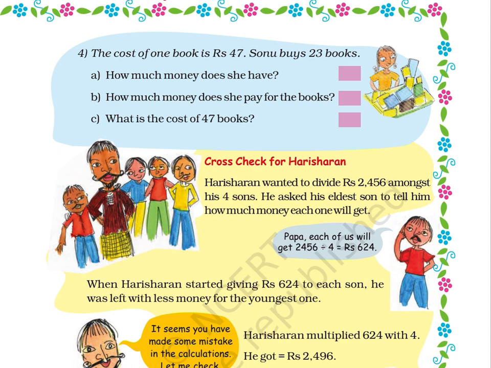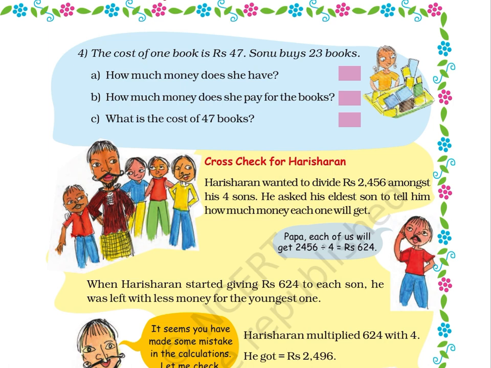Cross-check for Hari Sharan. Hari Sharan wanted to divide Rs 2,456 amongst his 4 sons. He asked his eldest son to tell him how much money each one will get. On the left side we see a picture of Harisharan with all his 4 sons. On the right side, a little ahead on the page, we see the eldest son giving him the answer.